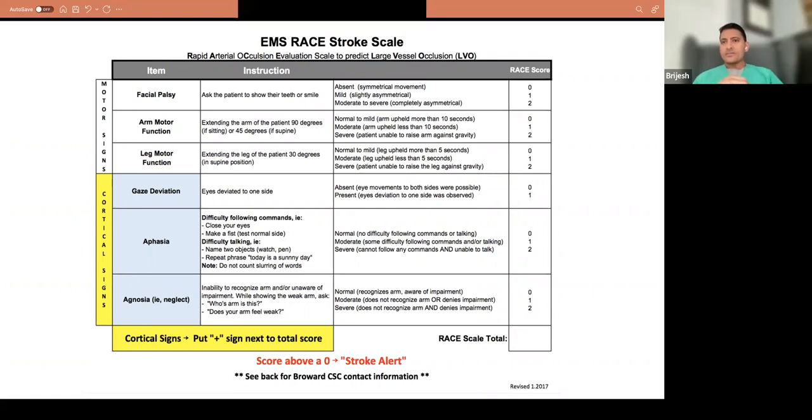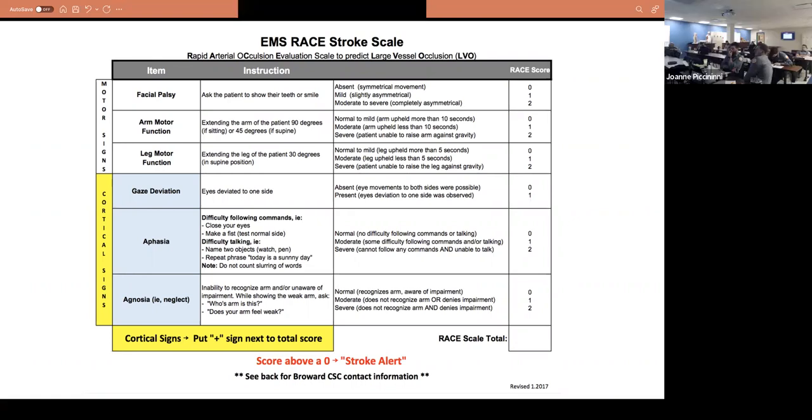Any questions about arm strength? No, sir. Okay. And you want to test one arm at a time. You don't want to test both arms at the same time, because they might have altered mental status, confusion, and this way you also isolate each limb and you're testing its strength independent of the other.